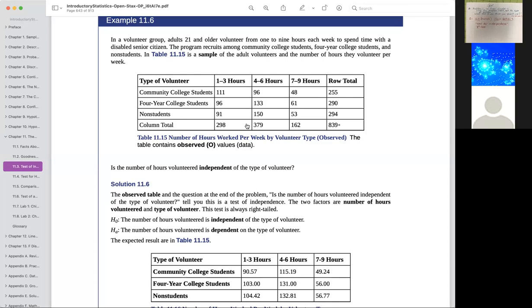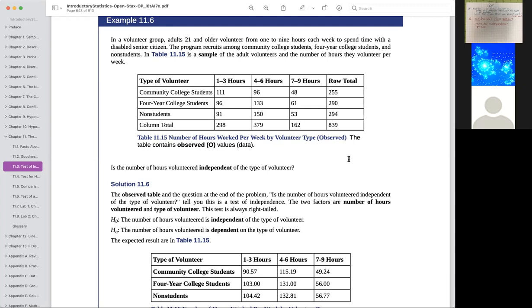So it says in a volunteer group, adults 21 and older volunteer from 1 to 9 hours a week, spending time with disabled senior citizens. The program recruits from community college students, four-year college students, and non-students, and everybody volunteers a different number of hours. So the question is, does the number of hours you volunteer depend on whether you're a community college student or four-year student? Maybe the community college students volunteer the most. Maybe the non-students volunteer the most. Maybe the four-year college students volunteer the least. I do not know. I have this table in front of me. I guess many community college students probably volunteer 7 to 9 hours, which appears to be a lot. Four-year students and non-students, the most they did was in the 4 to 6 hour range.